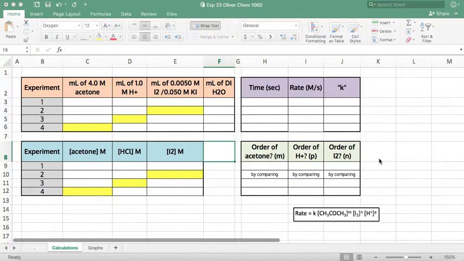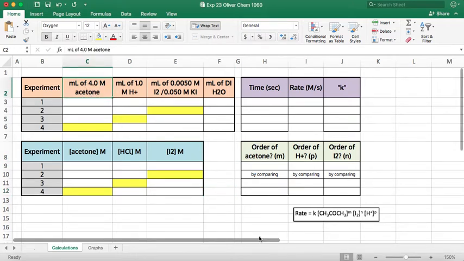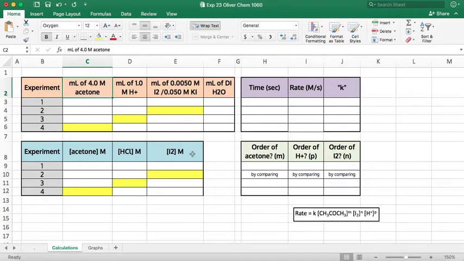Basically, in this experiment, you were doing a reaction that involved acetone, which is written CH3COCH3, just so you know, H+ in the form of hydrochloric acid, HCl, and the iodine, I2 here. And we were putting them together, and we wanted to see how much each of them is affecting the rate.